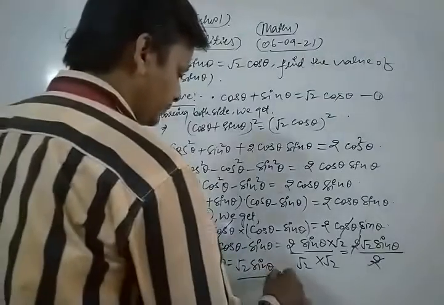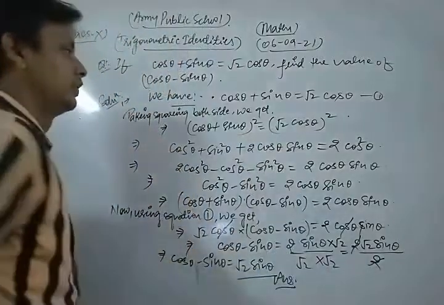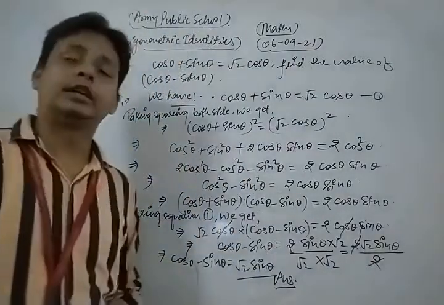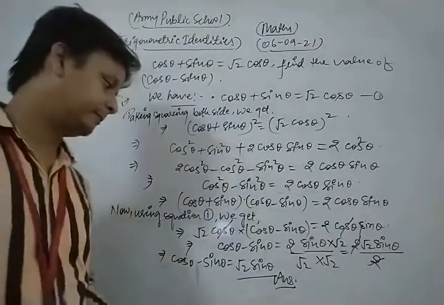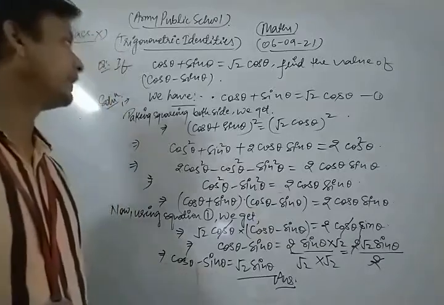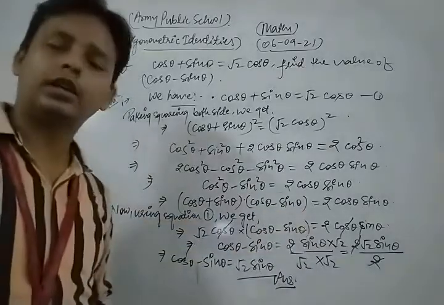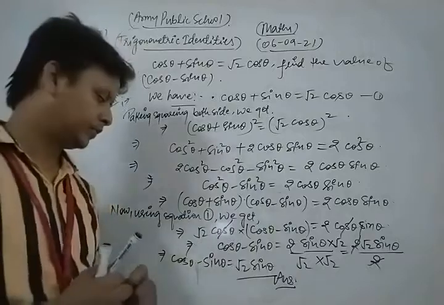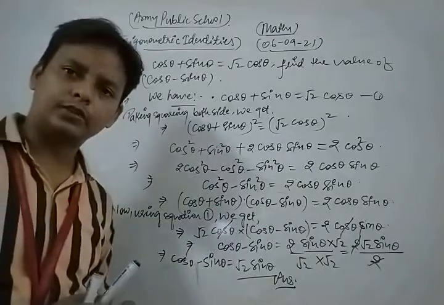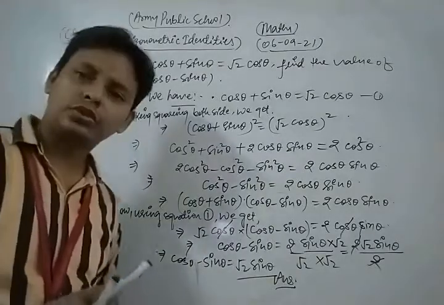This is the final answer of this question. So in this way, dear student, the value of cos theta minus sin theta is under root 2 sin theta.